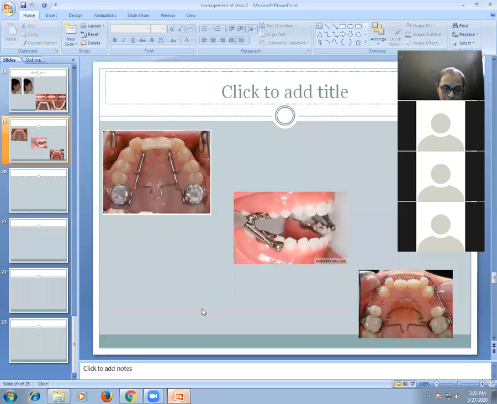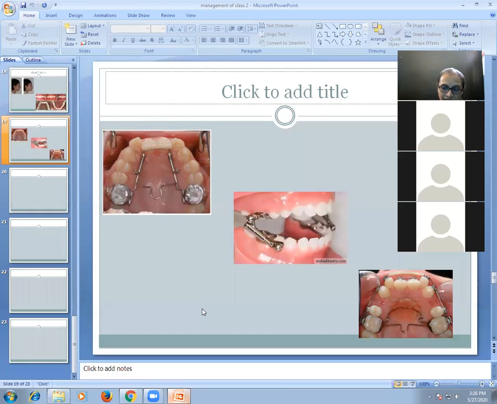So when you are treating a class 2 div 2 case, after correcting the upper incisor retroclination, sometimes what happens, because of this retroclined upper incisor, these upper incisors will restrict the mandible to grow. They will not allow mandible to grow. Once this hindrance is over, the upper incisors are proclined or they are in complete arch form. So there is some space for mandible to grow. Suddenly this mandible will jump up and acquire a class 1 skeletal profile.